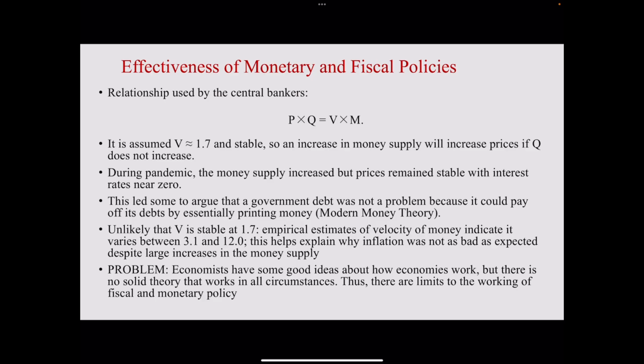It's unlikely that V is stable, however, at 1.7. Empirical estimates of velocity of money indicate it varies between 3.1 and 12.0. This helps explain why inflation was not as bad as expected despite large increases in the money supply. Basically, what happened is the velocity of money changed. And there was some indication that as the government increased its money supply, companies were just holding on to it. They weren't passing it through.